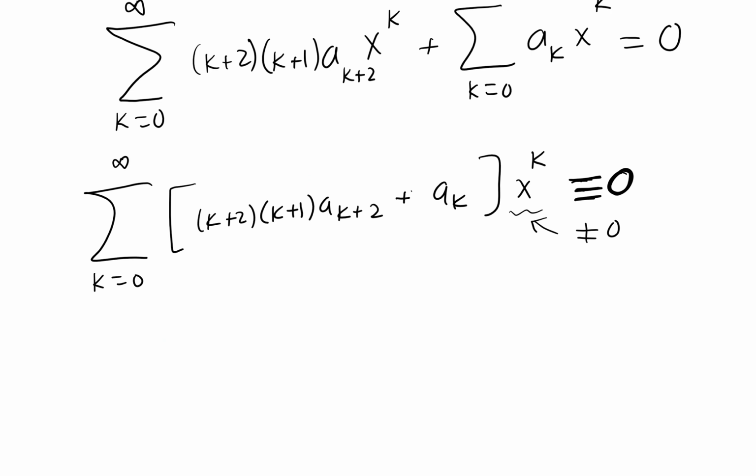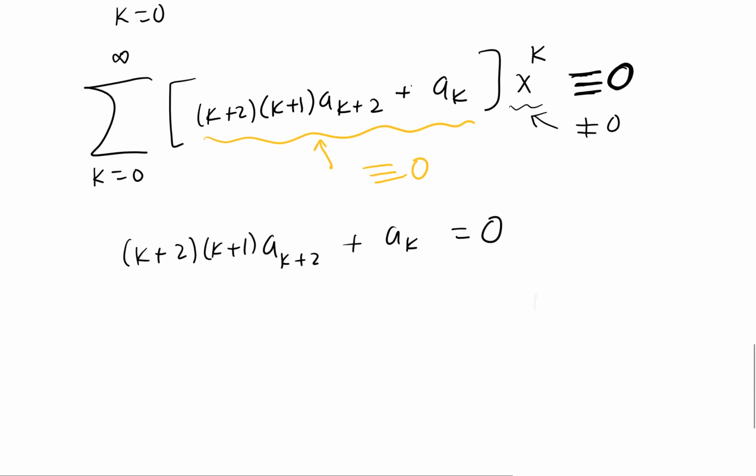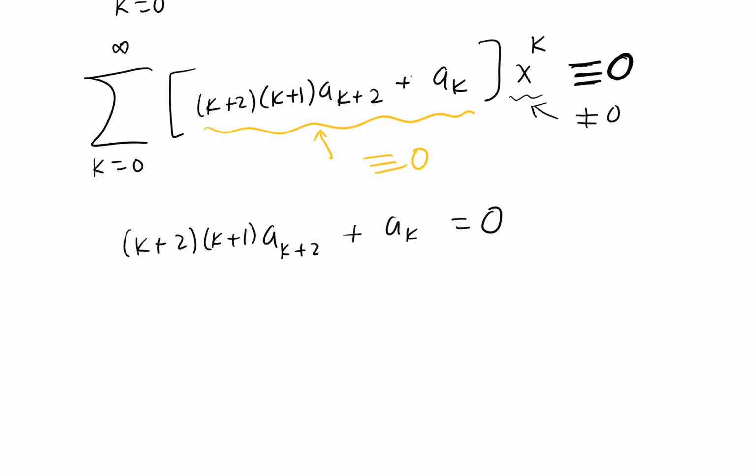So what we can do is we can take this part here, which must be identically equal to 0 in order for the sum to be equal 0. So let me rewrite that down. K plus 2 times k plus 1, a sub k plus 2 plus a sub k must equal 0. And after we finish this, you will get the big picture of what I'm trying to do here. Just to give you an idea, we're trying to find all the coefficients, a sub 0, a sub 1, a sub 2, to be able to go back and replace it back into the original series that we started with.